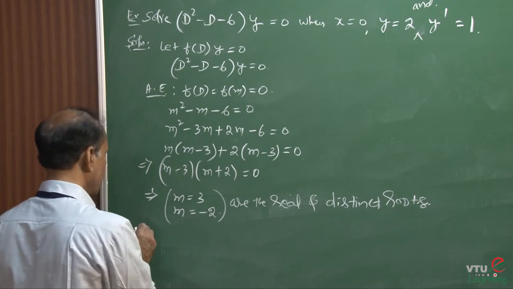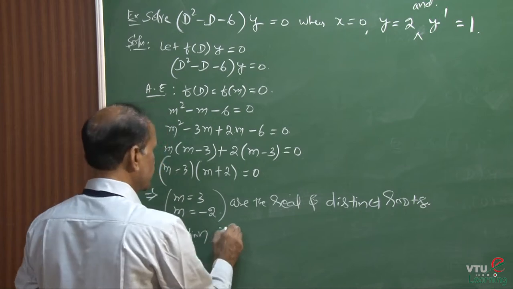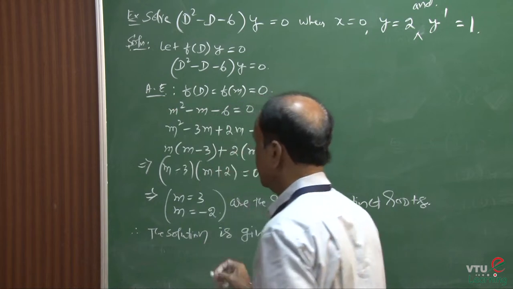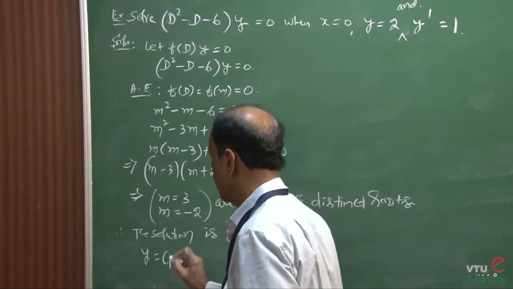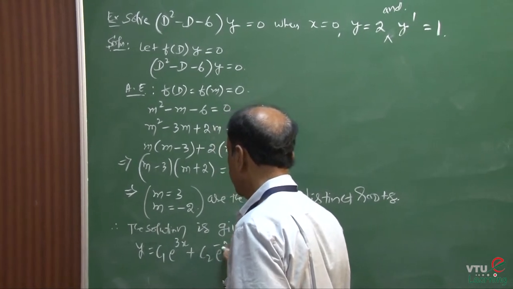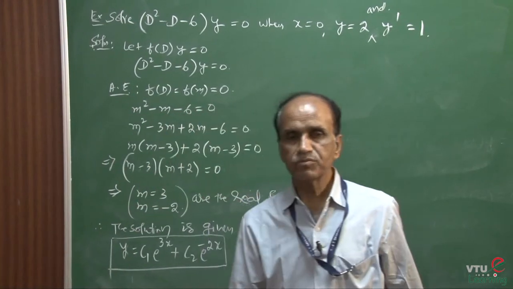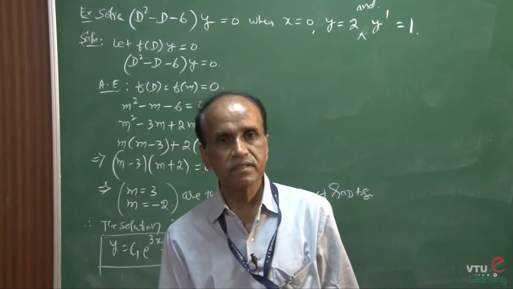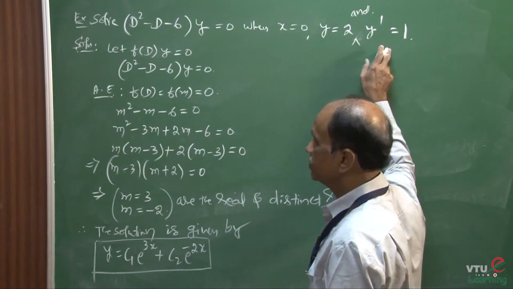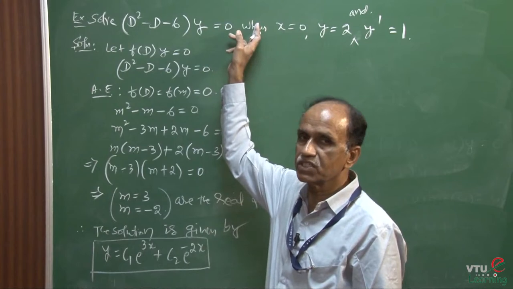Okay. Therefore, the solution is given by y is equal to c1 e to the power 3x plus c2 e to the power minus 2x. This is the final solution in terms of arbitrary constants, that is c1 and c2, where these two constants can be calculated by the help of this initial condition. Otherwise, this itself will be the solution if these conditions are not given.